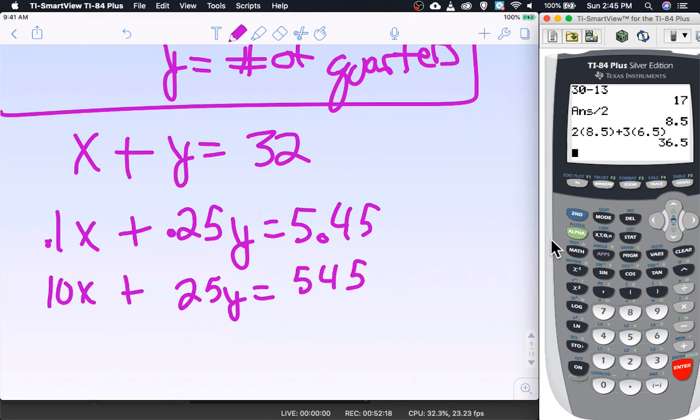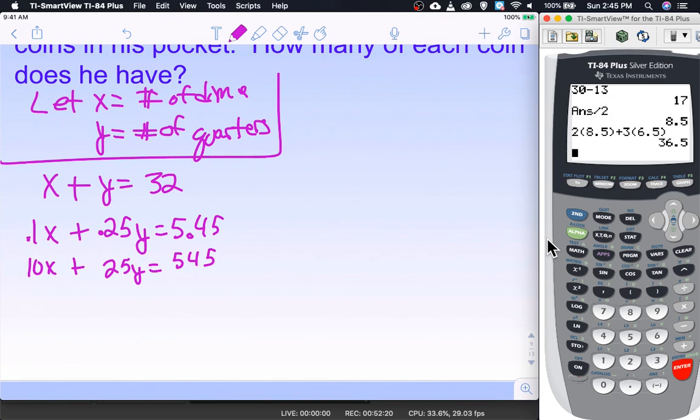So go ahead and pause the video if you haven't finished the problem yet, and finish and solve this system of equations right now, please.